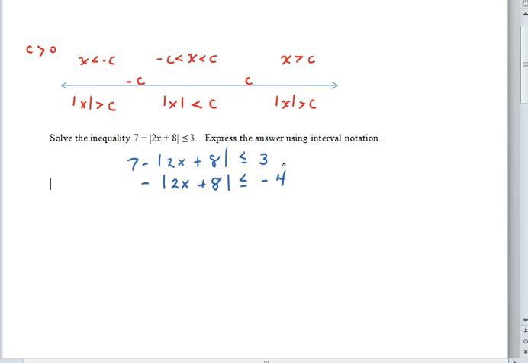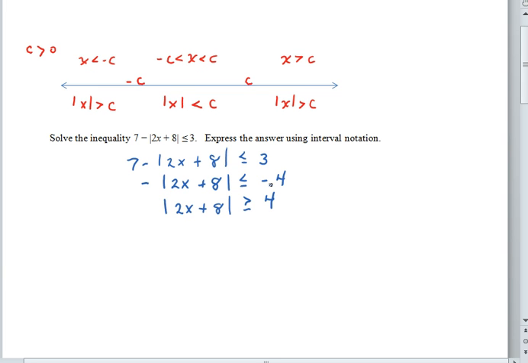Now I'm going to multiply both sides of the inequality by negative 1. That is going to change the direction of the inequality. So I'm going to get the absolute value of 2x plus 8 is greater than or equal to positive 4. That's after multiplying both sides by a negative 1.